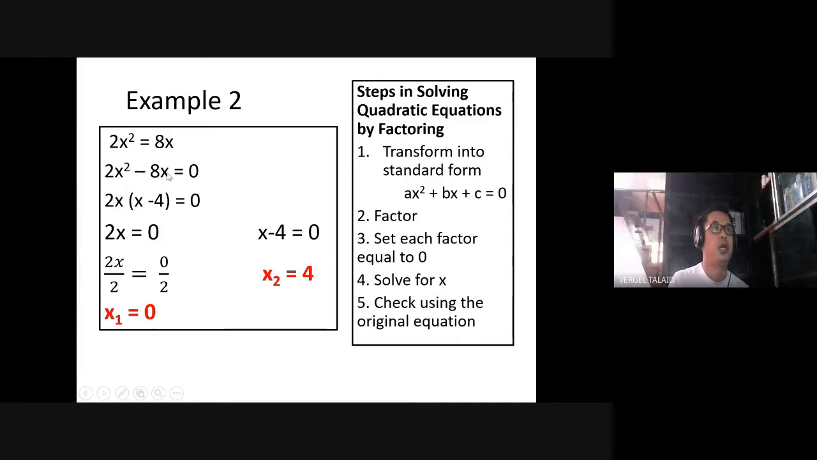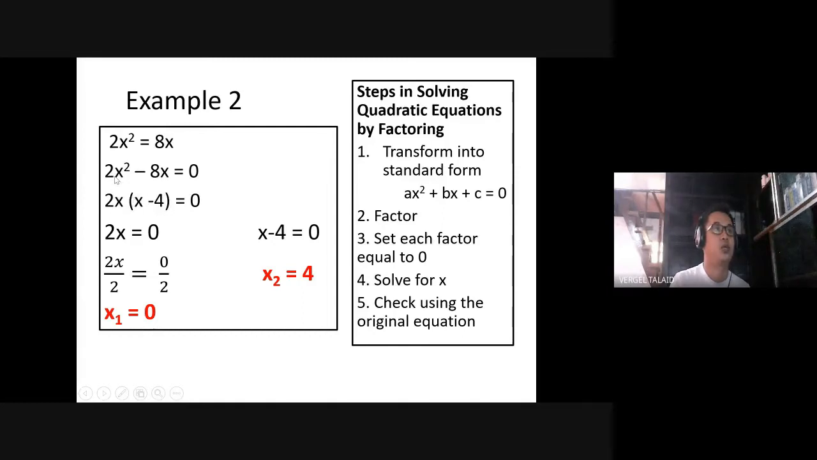Then x squared and x, so common on x, just copy the lower degree, which is x. So therefore, divide 2x to each term of this. 2x squared divided by 2x is x. 8x divided by 2x is negative 4 to get the second factor. Now let us try to check.